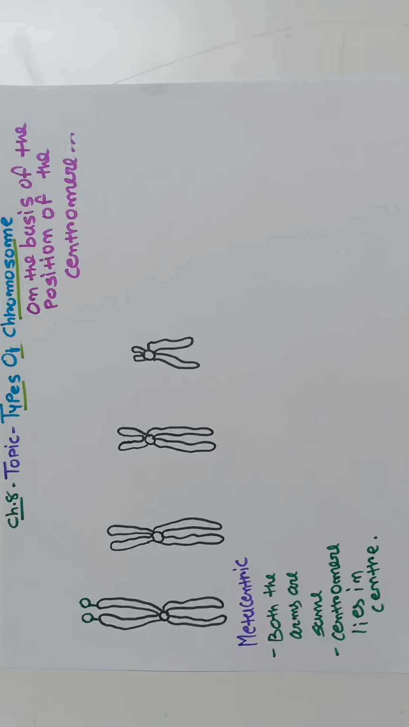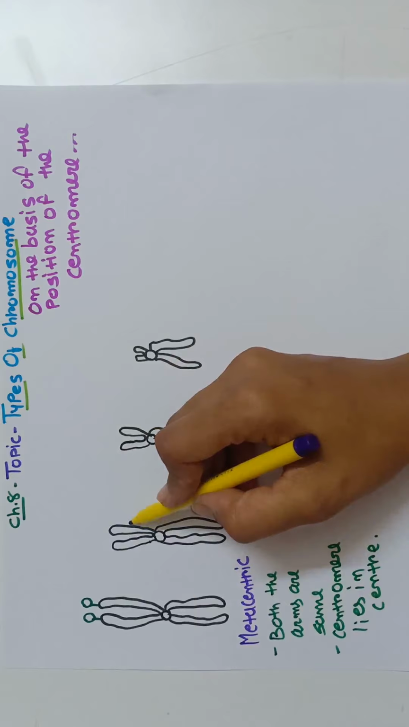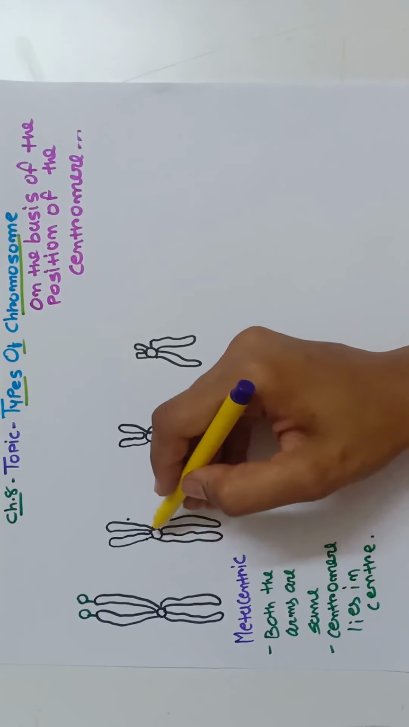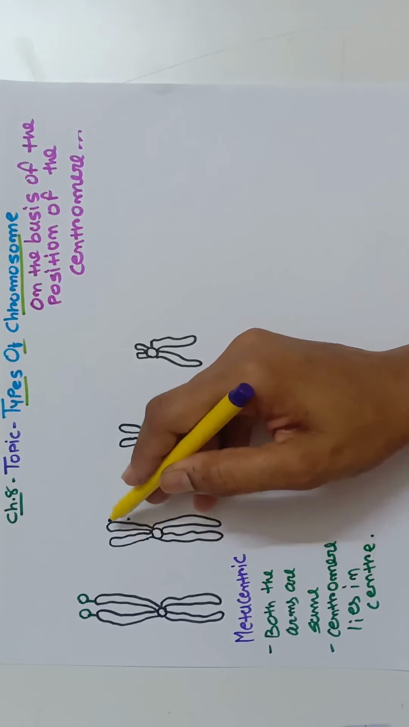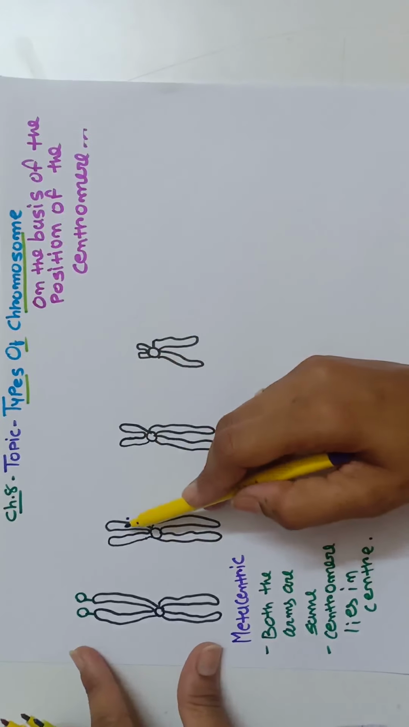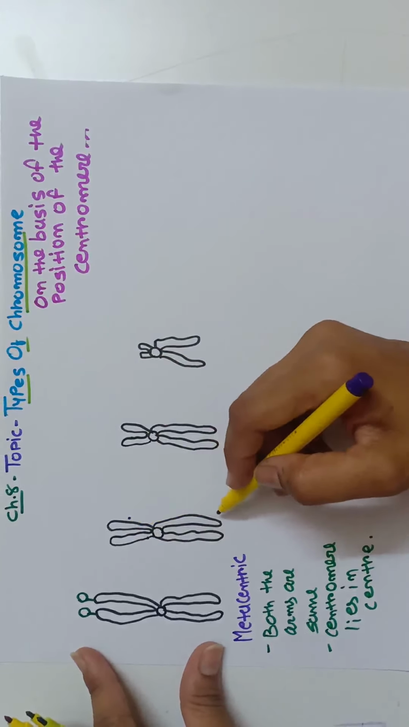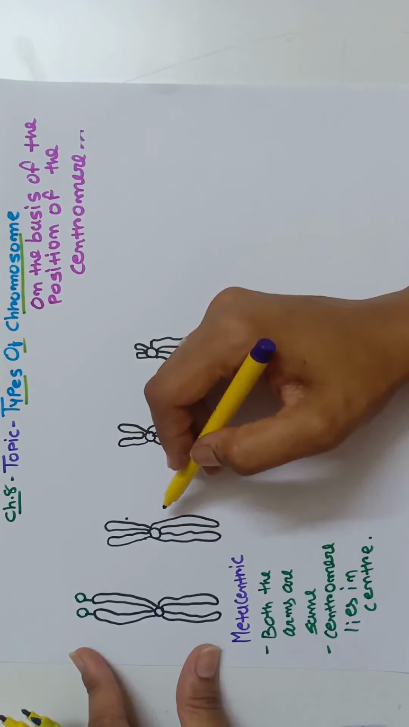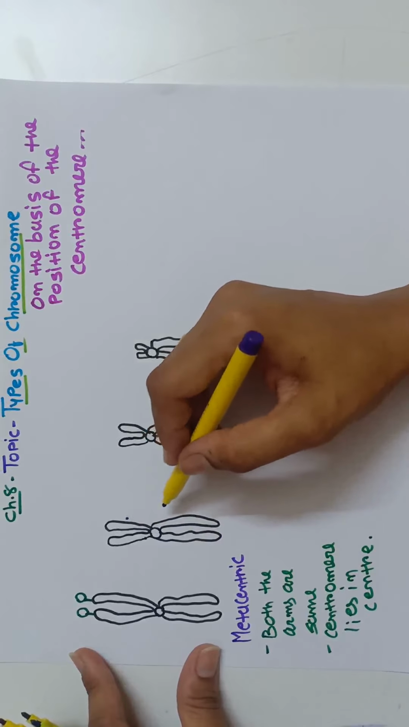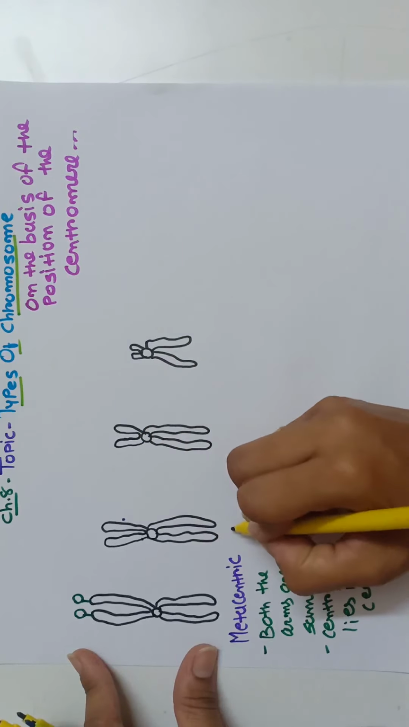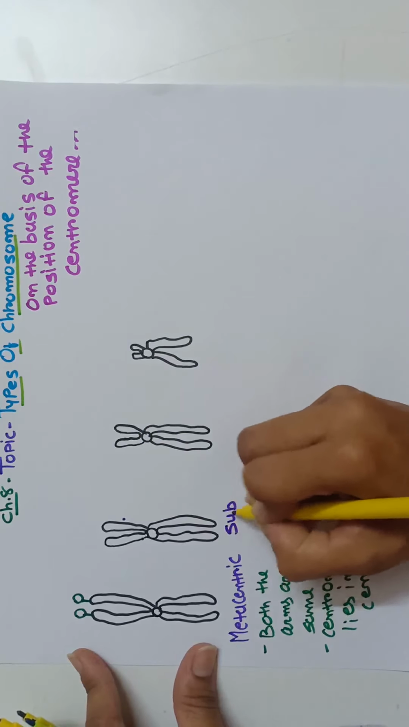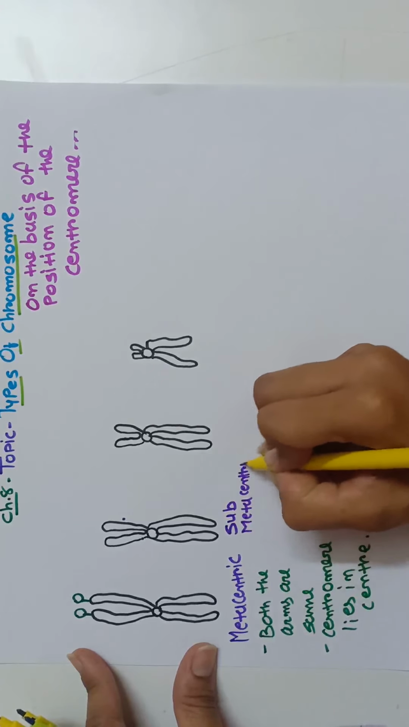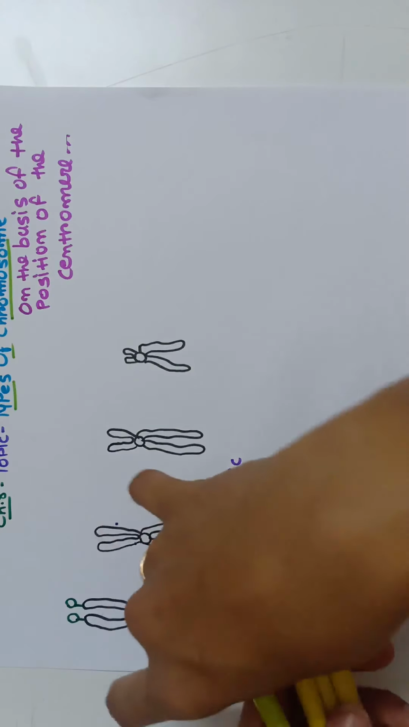submetacentric. It has one shorter arm and one longer arm with the centromere slightly away from the middle portion. Here one is a shorter arm, the second one is a longer arm, and the centromere is away from the middle part. So this type of chromosome is known as submetacentric.